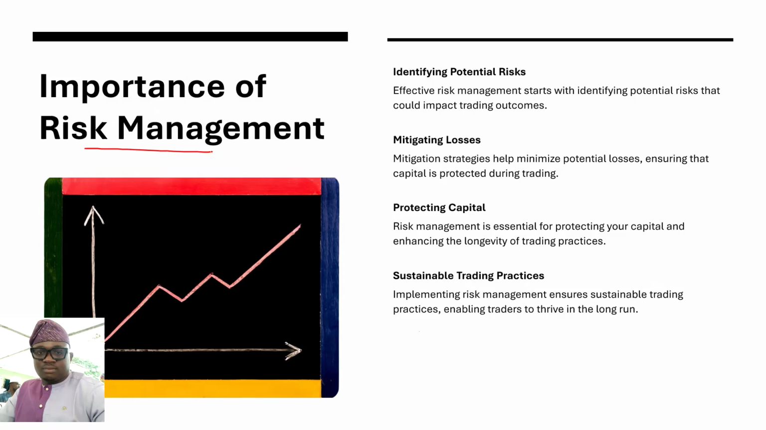Identify potential risks. Effective risk management starts with identifying potential risks that could impact your trading outcome. You must know what you are doing. Mitigating losses: mitigation strategies help minimize potential losses and ensure capital is protected during trading. That's one style of managing risk, but this is just to give you an overview. Don't forget protecting capital: risk management is essential for protecting your capital and enhancing the longevity of trading practices.